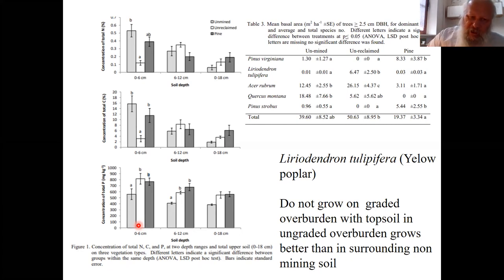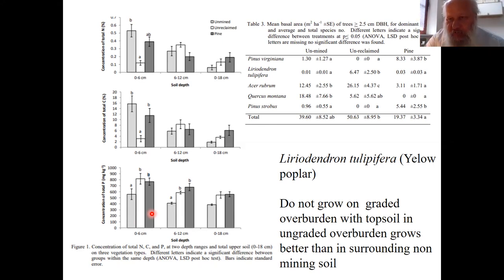I show it in the graph here, and my pointer shows the phosphorus. And you see there is actually more phosphorus in overburden than in the surrounding forest. As a consequence, many tree species can grow better in overburden than in forest soil. I already mentioned larch in sites.